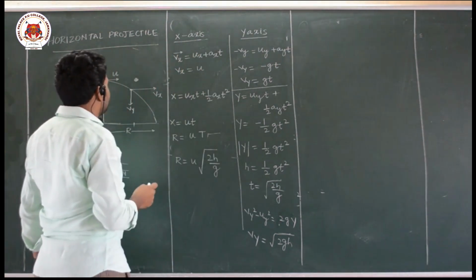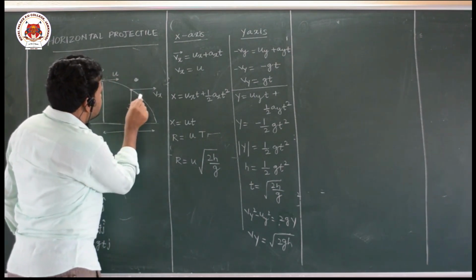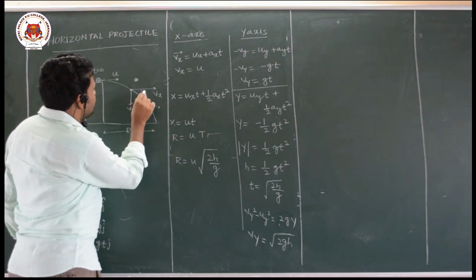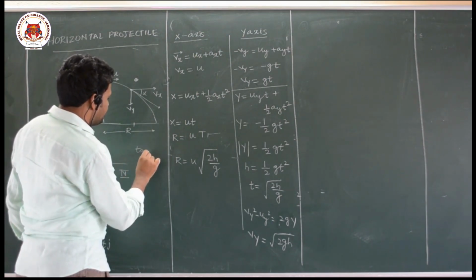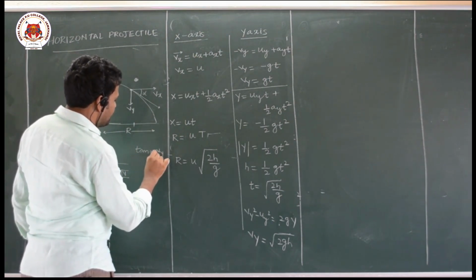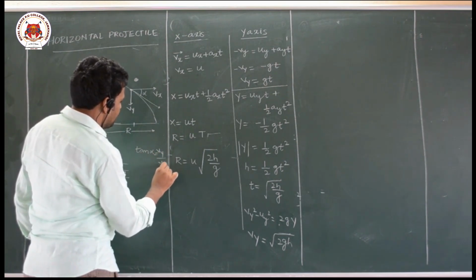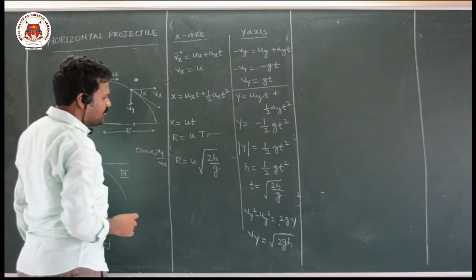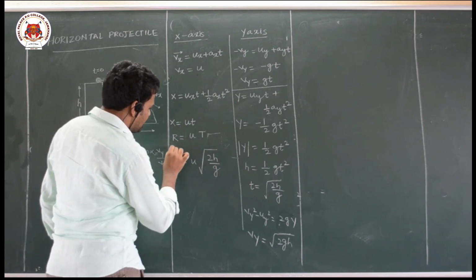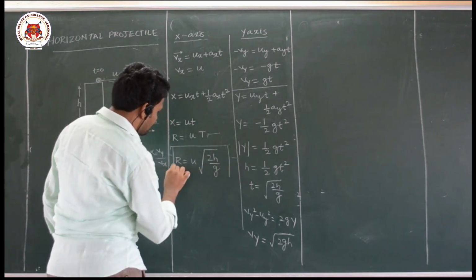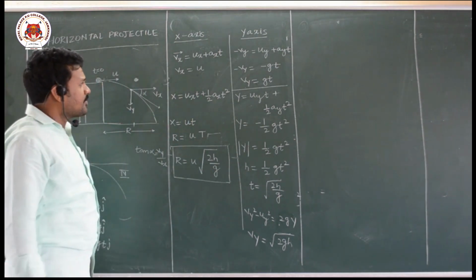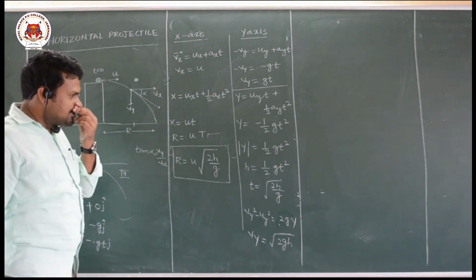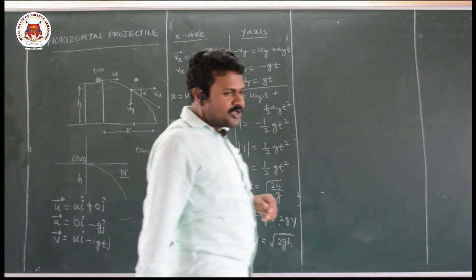And here you can find theta also. So this is the direction of velocity. You can find angle made with x axis. Tan alpha is equal to Vy by Vx. And at what distance it is falling from the tower is nothing but range R is equal to u into under root of 2h by g. So with this we finish horizontal motion formulas.